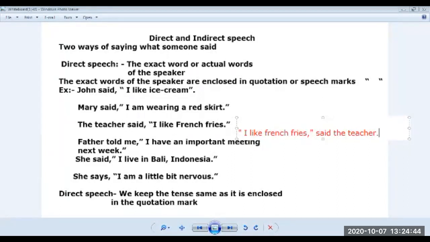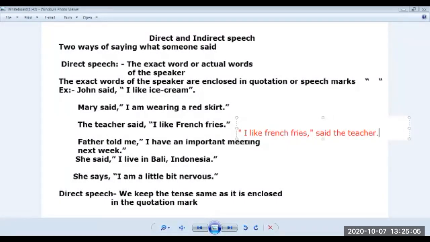Now the rest we will do orally, so that we can catch up with the rules, because we are still talking about direct speech and how we are going to change it. So we have to know a lot of rules. Now, "Father told me, I have an important meeting next week." Can you change it and put it in the other form?